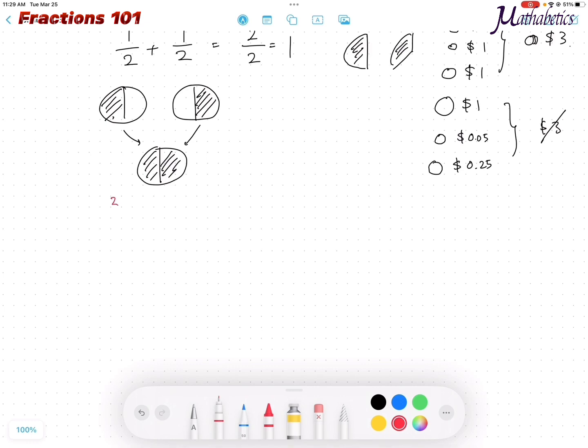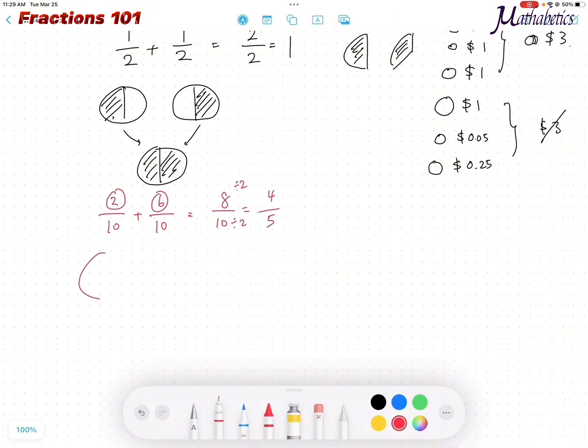Let's say I have 2/10 plus 6/10. Again, the denominator stays the same. Now we're just adding 2 and 6 together, and we'll get 8. Now, 8 and 10, we can reduce that by 2 because they're both even numbers. So we can divide this by 2, divide this by 2, and we get 4/5.